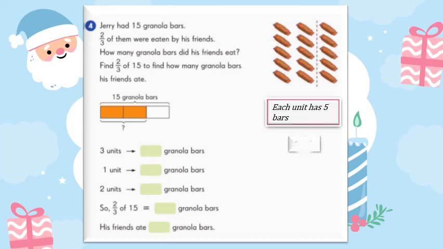So, in order to find the total number of granola bars, I'll multiply the 3 by the 5, which gives me 15 granola bars. The 1 unit or the 1 group gives me 5 granola bars. So the 2 units that his friends ate are 2 times 5, which is equal to 10. So 2/3 of the 15 is equal to 10, and his friends ate 10.